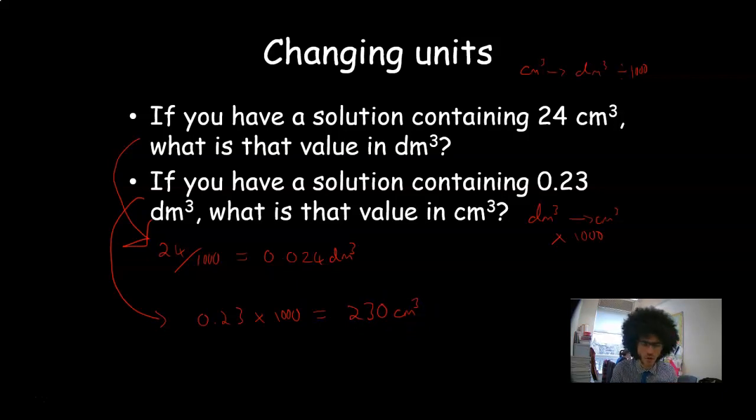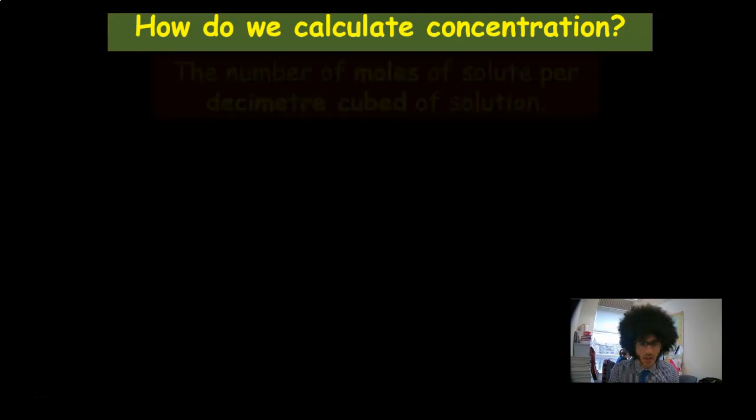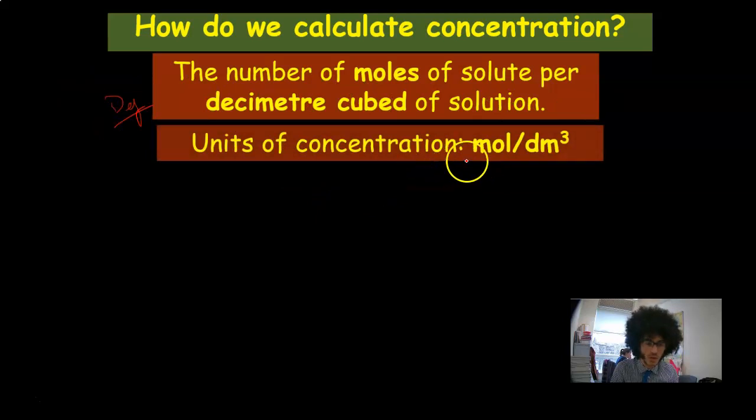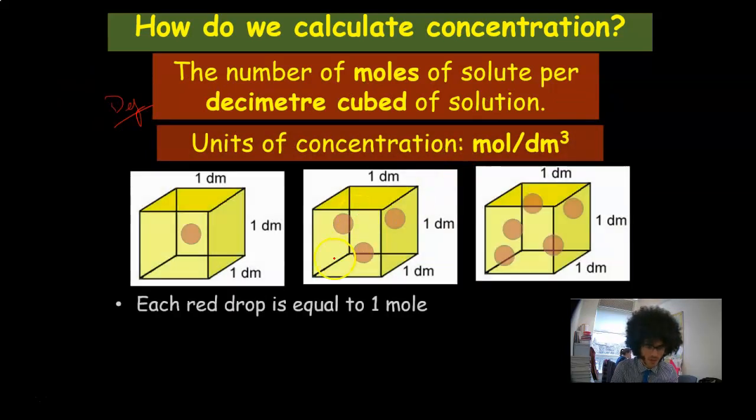Let's now move on to concentration calculations. So how do we calculate concentrations? Now, if you remember what we learned before, the number of moles of solute per decimeter cubed is our definition, and this is the one that we always have to remember. And this is our unit. Therefore, if I look at these boxes, and let's just work it out logically, each red drop is equal to 1 mole, and each cube is 1 decimeter cubed.